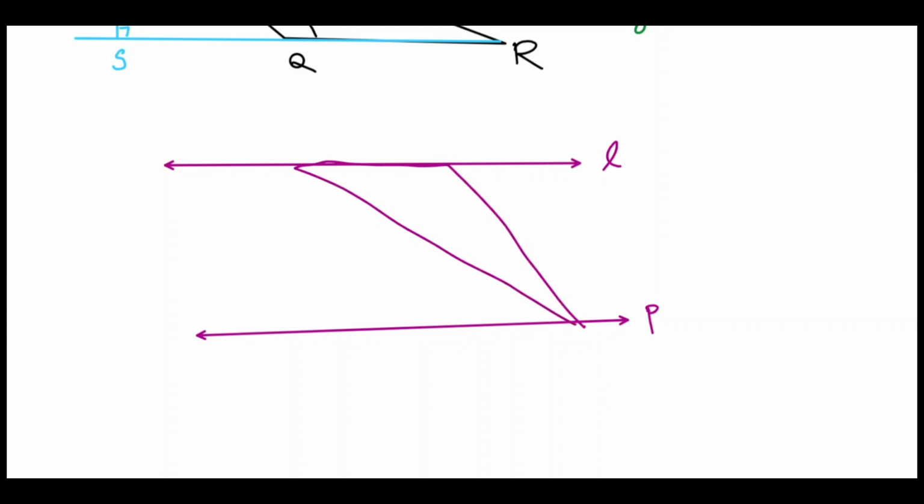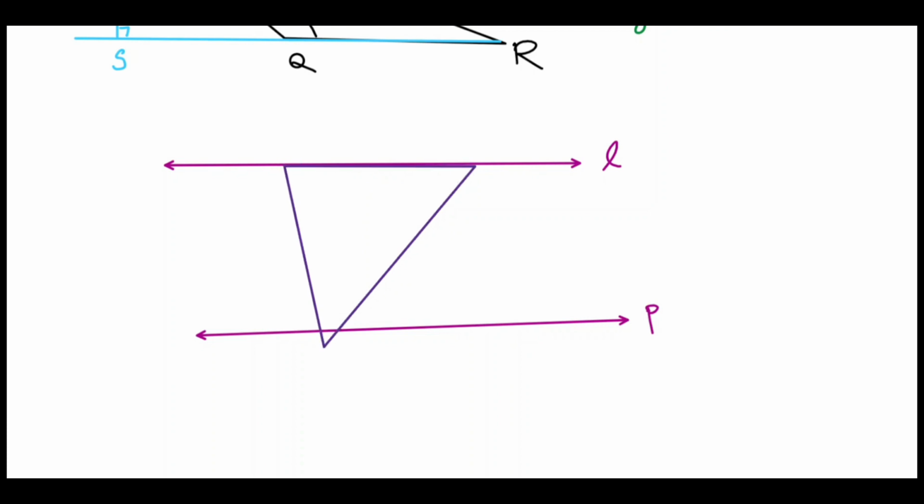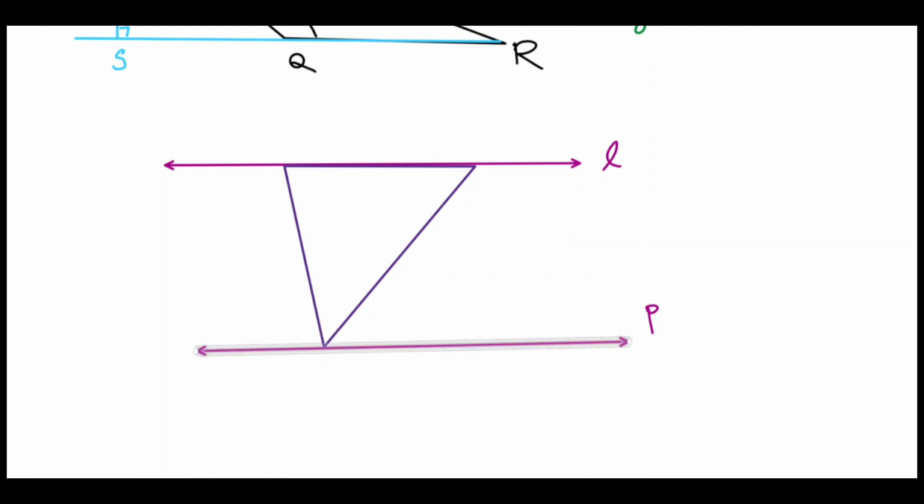Okay, this is one triangle. One second, I will draw this one neatly. I will draw with a different color, then we can understand easily. This is the triangle. Okay, this parallel, a little bit down. Okay, and one more triangle.